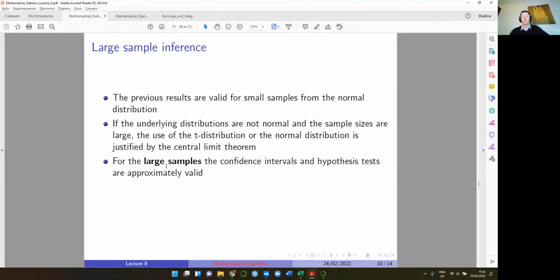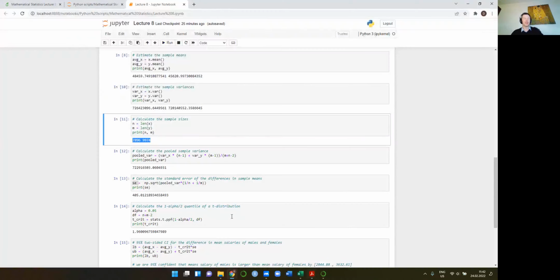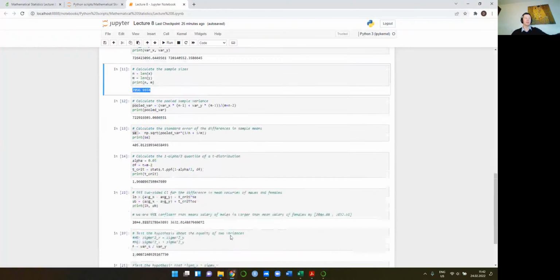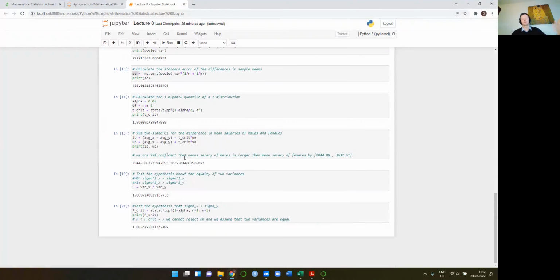Well, for the large sample, everything that we have discussed before is approximately valid: confidence intervals and hypothesis tests. So we are quite confident, let's say, that everything that we have established here is valid. All these calculations and our conclusion about the confidence interval and all these hypotheses.